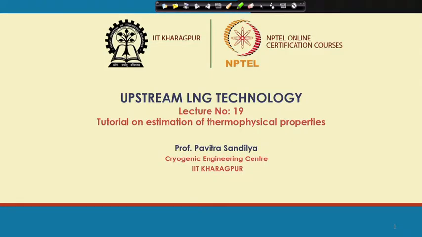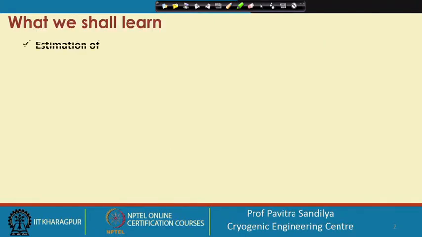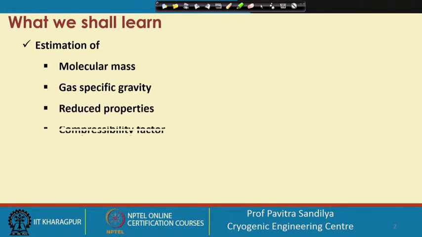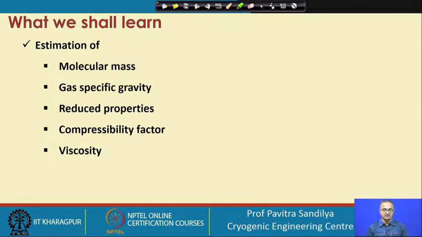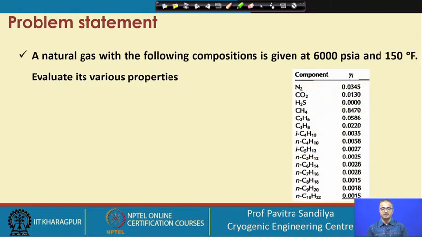Welcome. After learning about the various methods to estimate the thermophysical and thermodynamic properties of natural gas, in this lecture we shall be learning the technique to estimate these properties by some numerical example. In this lecture we shall look into the estimation of various thermophysical properties: the molecular mass of natural gas, gas specific gravity, reduced properties, compressibility factor, viscosity, density and gas compressibility. So, let us look at the problem statement.